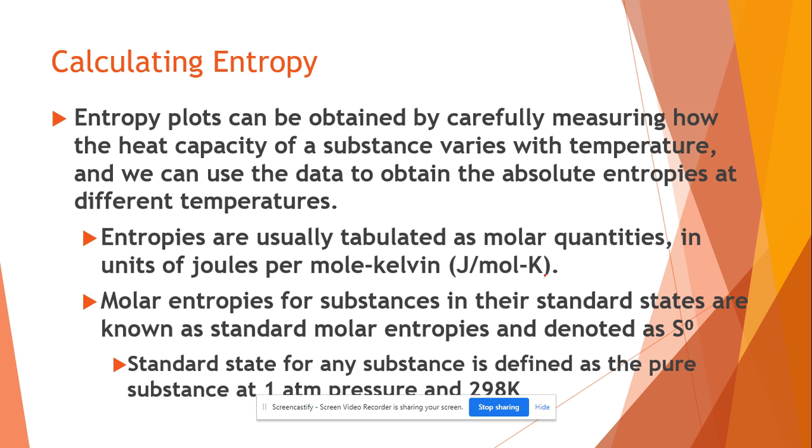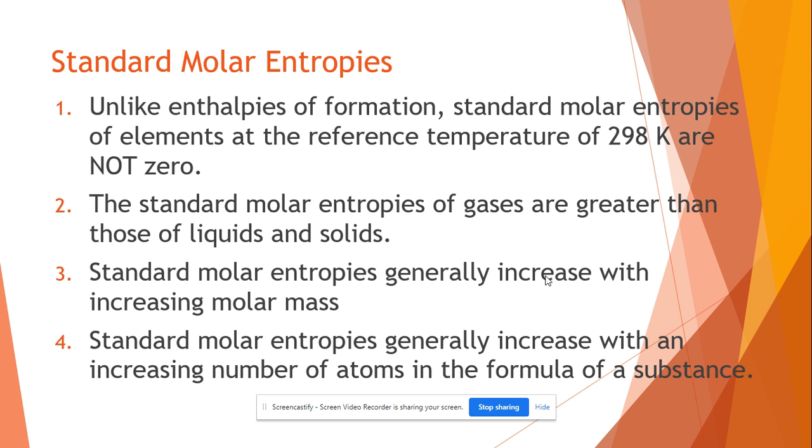Now, molar entropies, if they are in their standard states, remember standard state is anything that is a pure substance at 1 atm at 298 K. So if it's a solid at room temperature, that's what it is. Those are going to be standard molar entropies, denoted by S with a little circle degree sign.